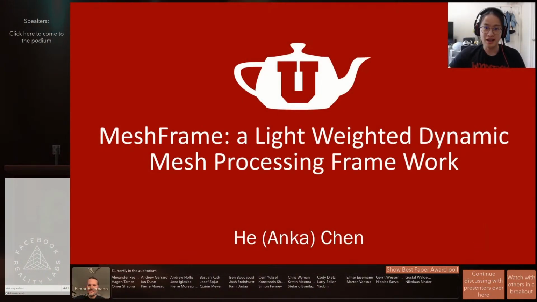Hi, my name is Anka. I'm from the University of Utah. Today I will introduce a mesh processing framework that I developed, called MeshFrame.